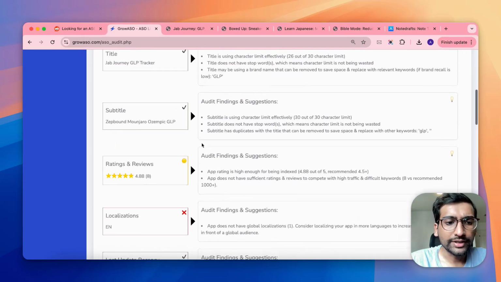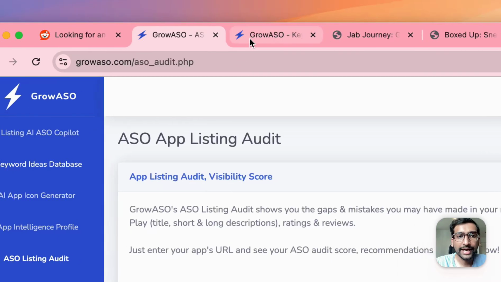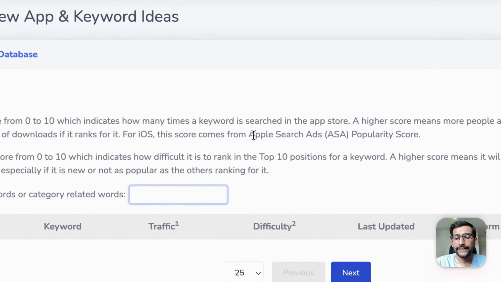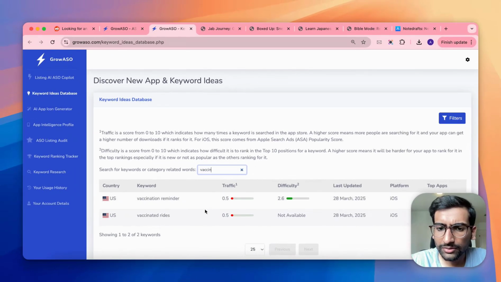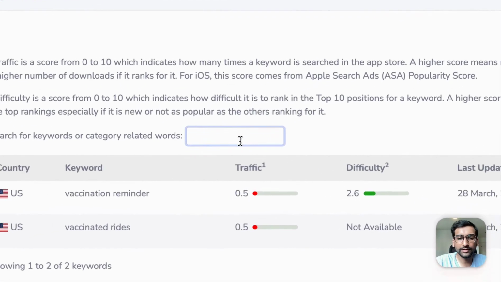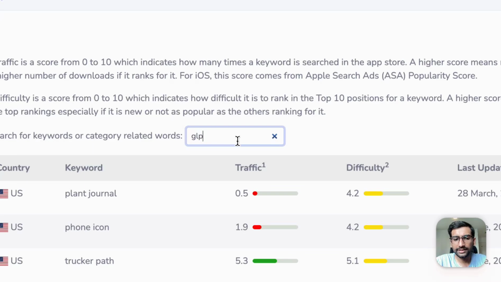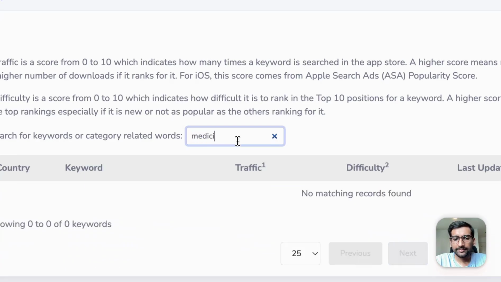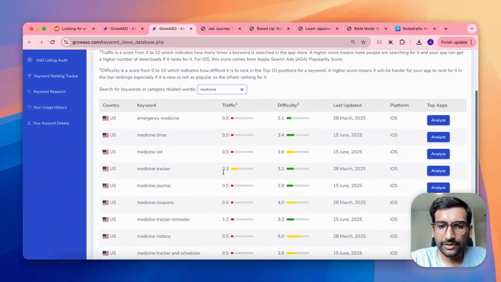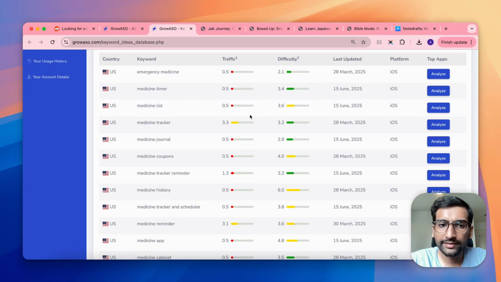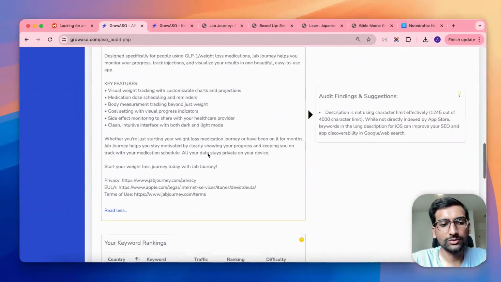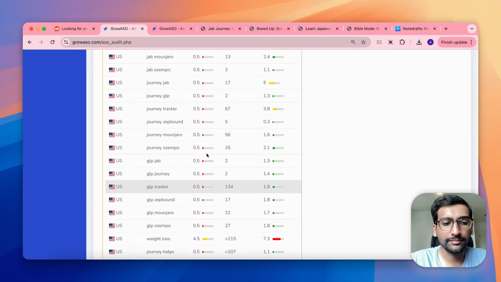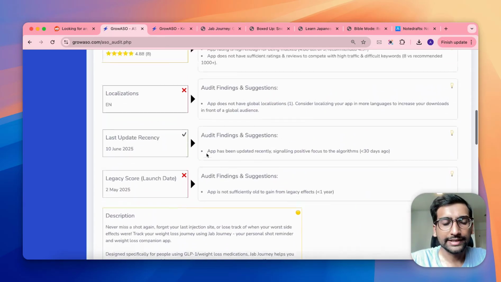So I do have a tool for this. I don't know how relevant it will be for this particular app. It's called the Keyword Ideas Database. I can just search if there's any keyword related to vaccine. Vaccination was there. Okay, so vaccination reminder is also low traffic. GLP. Are there any medicine related keywords? Okay, there's some here which could be interesting. Medicine tracker, medicine reminder. So it's something that you need to test out. You need to find some more keywords that can be relevant to your app. And overall, I think it's a good start.